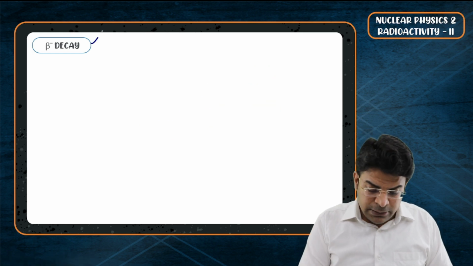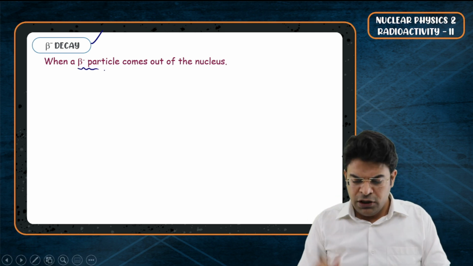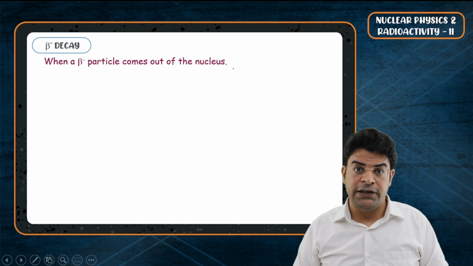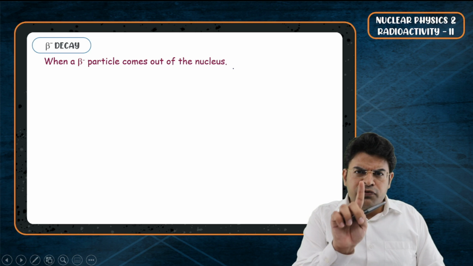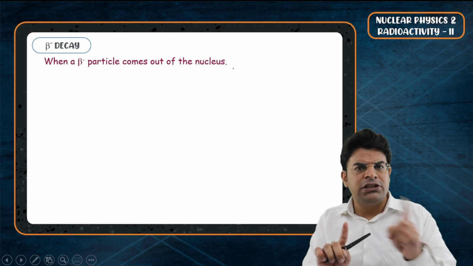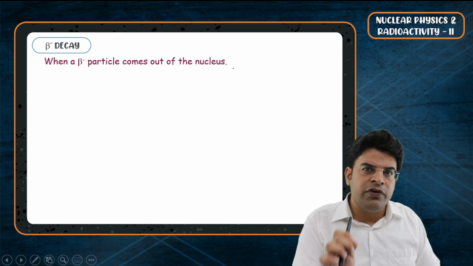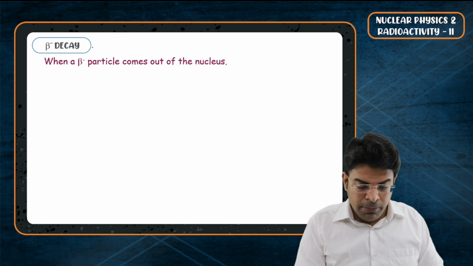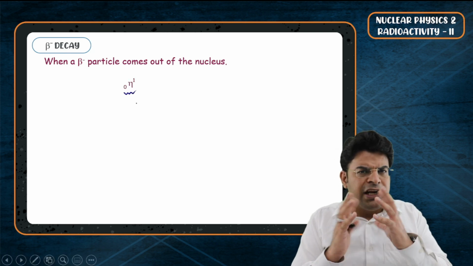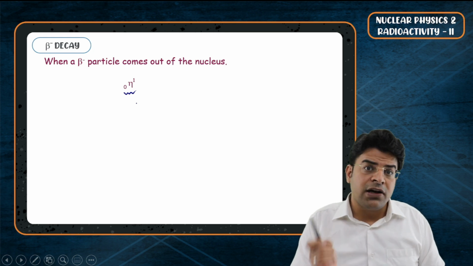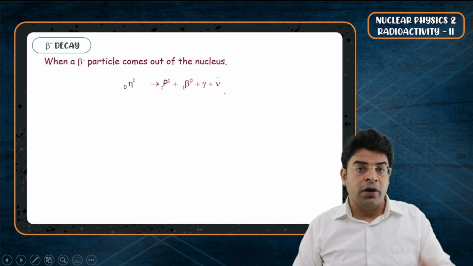Now bachcho, what is the meaning of beta minus decay? When a beta minus particle, an electron, comes out of the nucleus, that is said to be beta minus decay. How does an electron come out of the nucleus? One of the neutrons present in the nucleus converts into a proton plus an electron, and that electron leaves the nucleus and comes out of it, and that is recorded as beta minus decay. So let's say one of the many neutrons present inside the nucleus converts into a proton and an electron plus a few more particles. We will talk about them later.